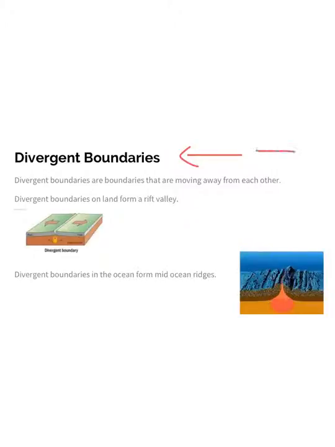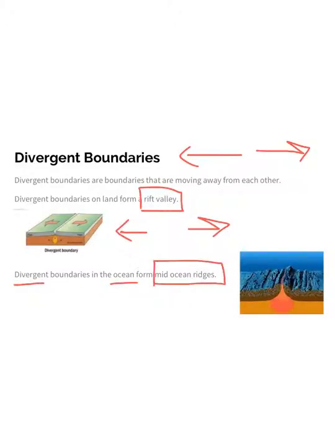Divergent boundaries are going to be pulling away from each other. These occur in different areas. If it's on land, they are going to form what is called a rift valley. This is an area of land in between the two divergent plates that forms a steep valley. If you have divergent boundaries in the ocean, this will form your mid-ocean ridges. The lava will escape through the mid-ocean ridge and form a volcanic area.